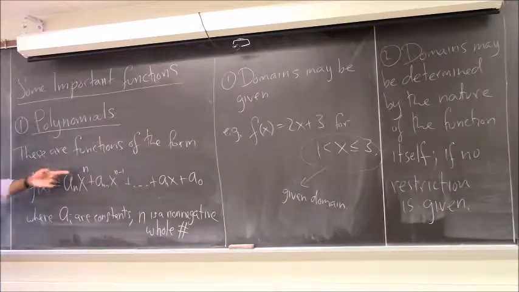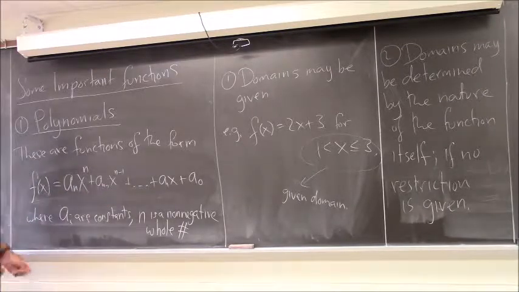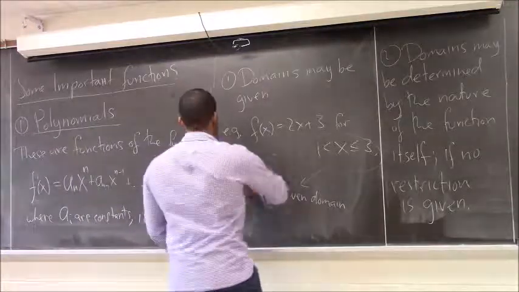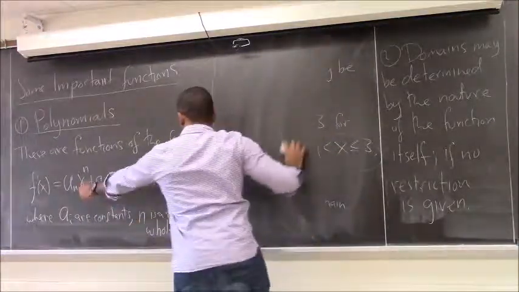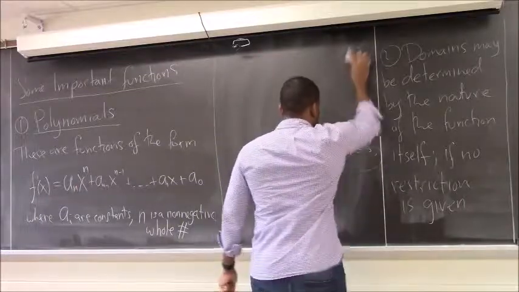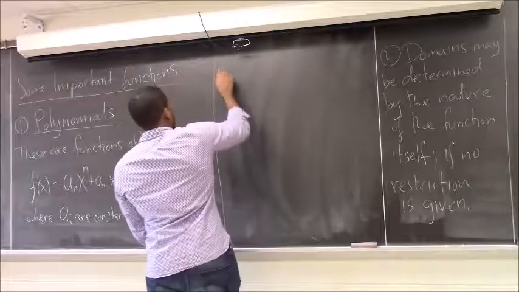So anything that looks like this, where your n can be 0 or 1 or 2 or 3 or 4, that we call a polynomial. And these guys are called the coefficients of the polynomial. A_n would be called the leading coefficient: the number in front of the x with the highest power is called the leading coefficient.